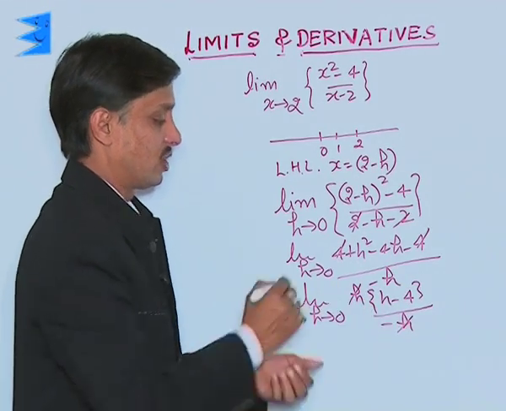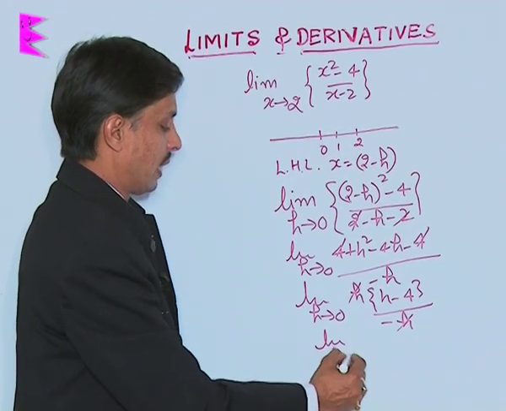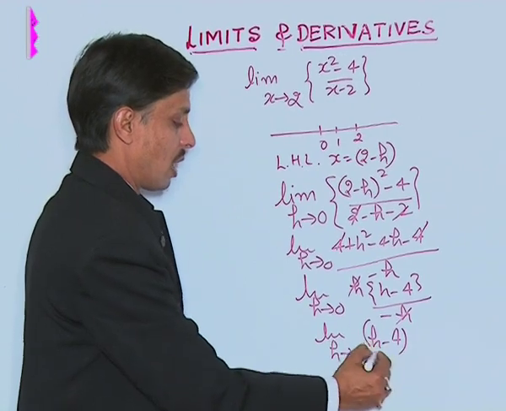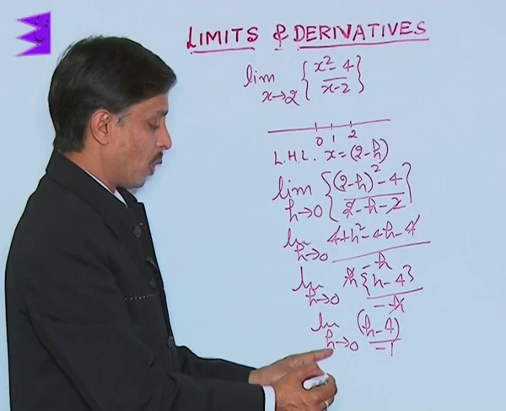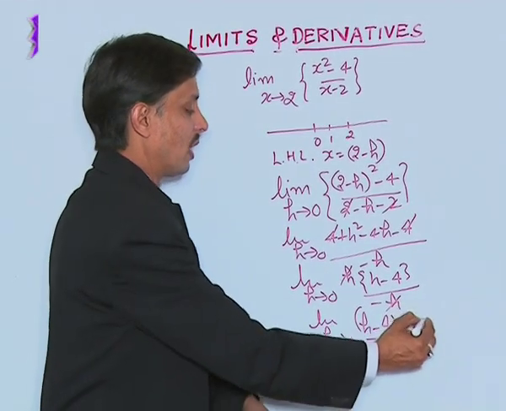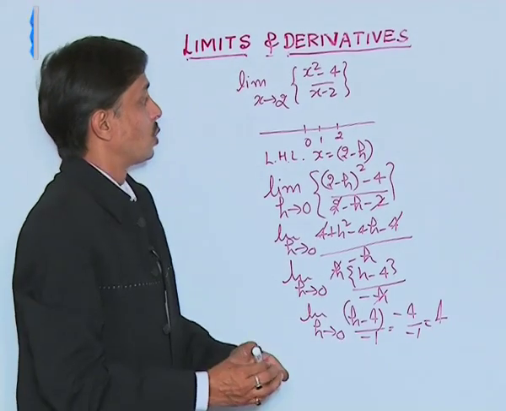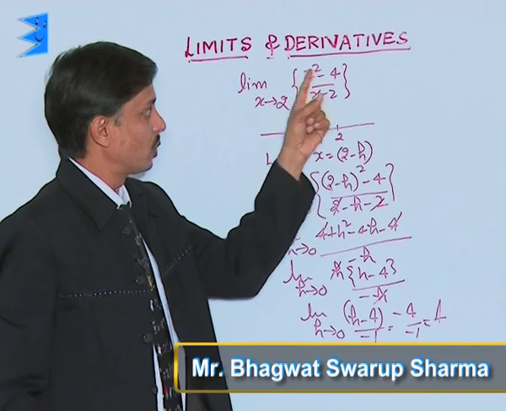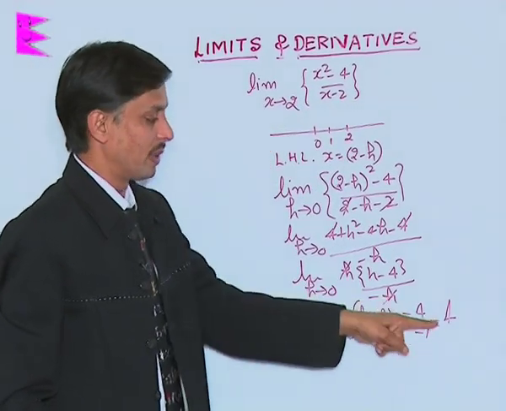This h and h get cancelled. We are obtaining limit h tending to 0, h minus 4 upon, nothing but what? Minus 1. So if we put h as 0, we will get minus 4 upon minus 1, that is what? 4. So the left hand limit of this function x square minus 4 upon x minus 2 at x tending to 2 is coming out to be what?